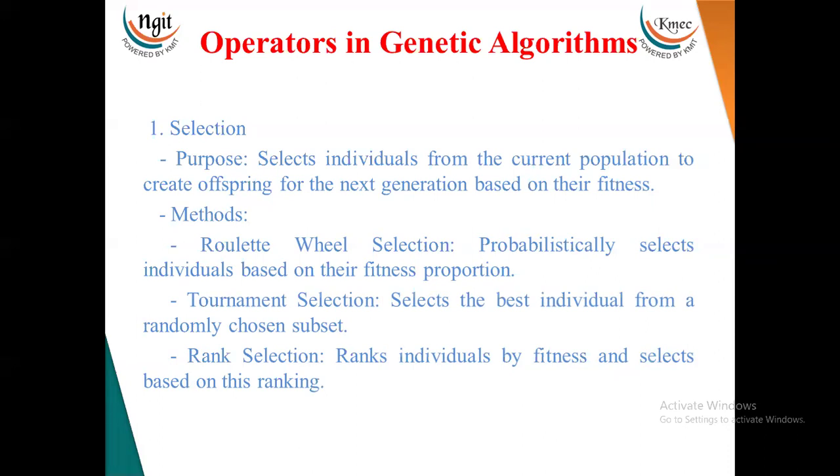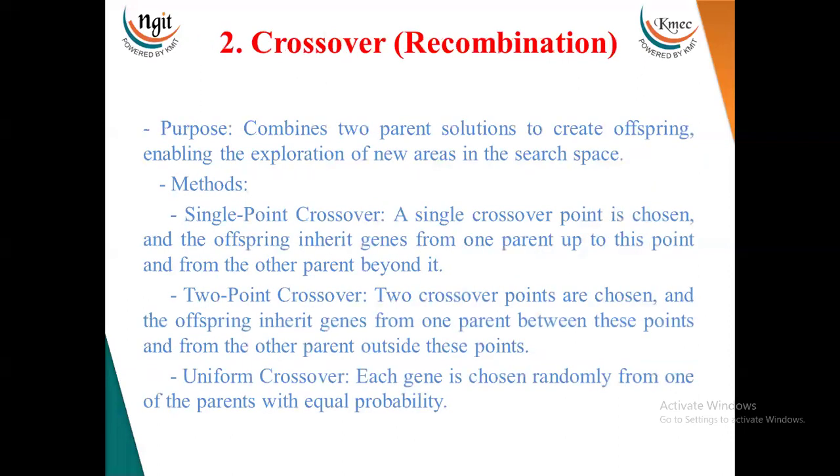In this, we have three methods: roulette wheel, tournament selection, rank selection. And what is the purpose? Second one is crossover. What is a crossover? Generally it will combine two parents to create an offspring. Like you're getting new children, or you're combining the properties of two particular things in order to get the new one. And in this, we have methods like single point, 2-point, uniform.